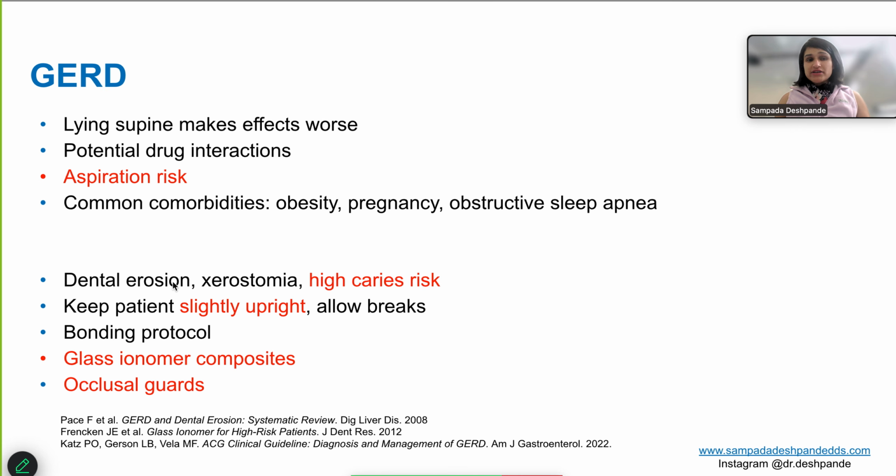Many patients with GERD will show dental erosion and xerostomia, which is usually caused by some of the medications they're on. And of course, related to all of this is high caries risk. So you might not want to use traditional composites in such patients. You might want to consider glass ionomer. Of course, there's nothing preventing you from using traditional composites too. Isolation is really key, and understanding your patient's caries risk is key. Strict bonding protocol, and of course, we would consider occlusal guards.